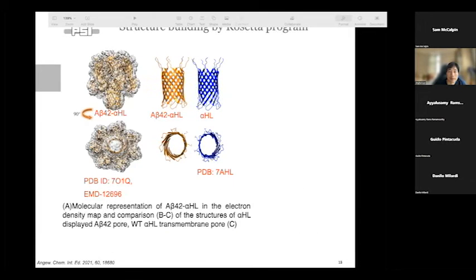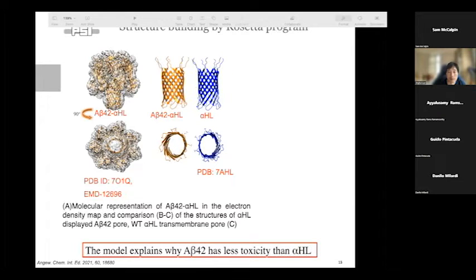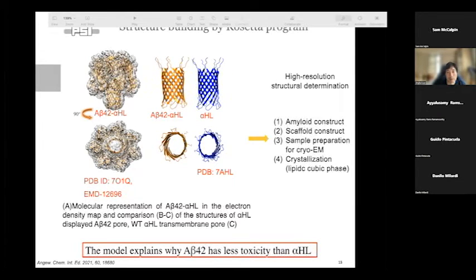So then we try to use Rosetta software to use sampling methods to fit the A-beta sequence into our electron density map. We are able to build a structure. So from here we see the structure we determined has a slightly shorter transmembrane area, and also a bigger diameter than the wild type alpha hemolysin.